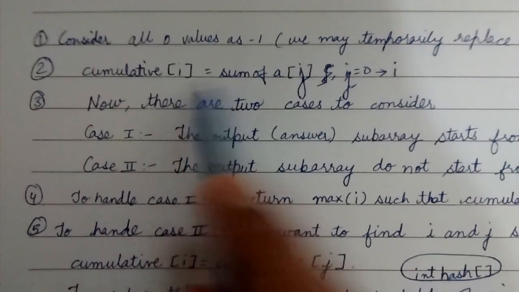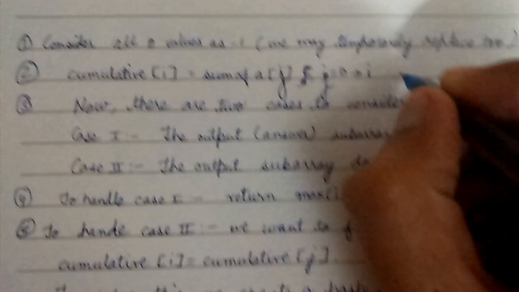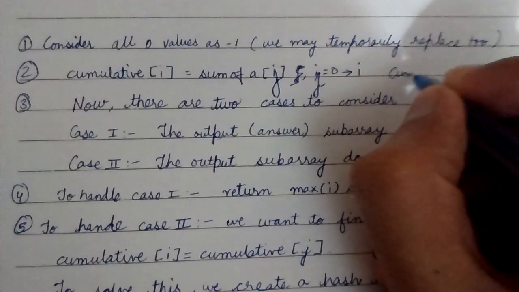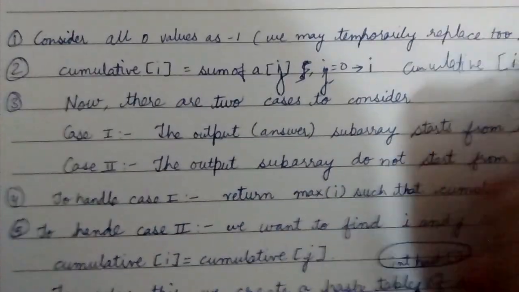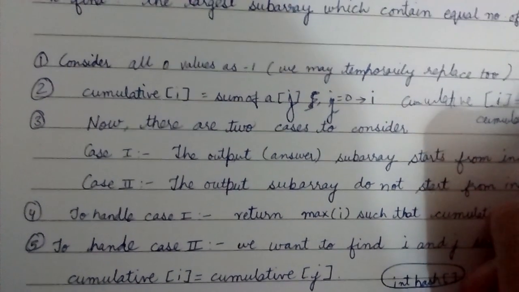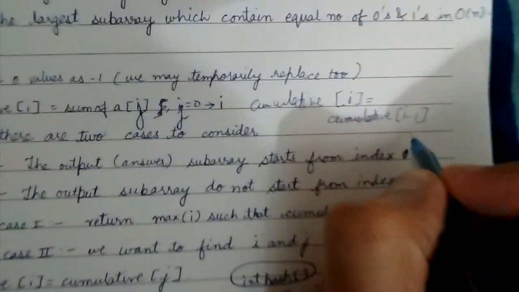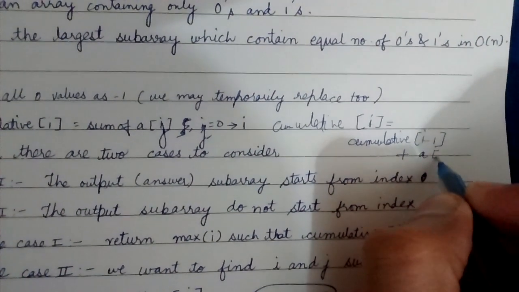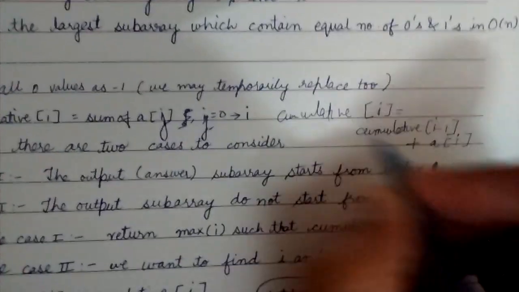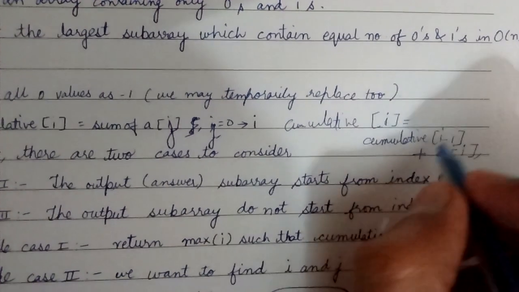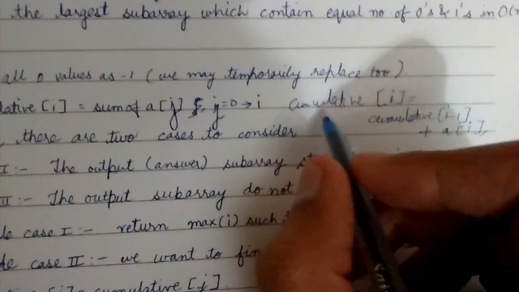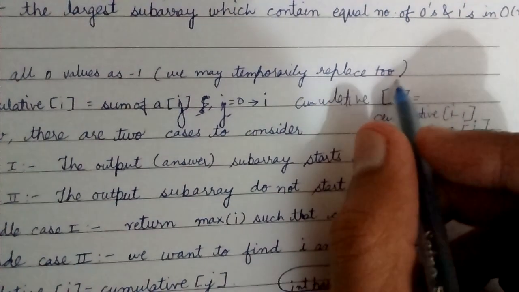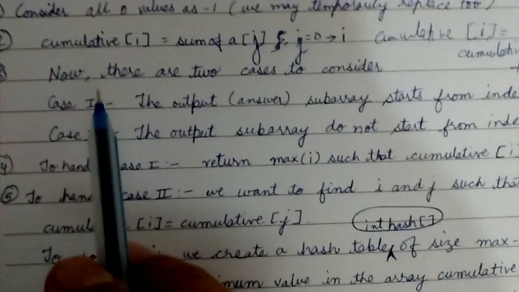Why? Because we can write it like this: cumulative[i] is equal to cumulative[i-1], which we have already calculated, plus a[i]. Using this formula, cumulative[i-1] is already calculated and this is the ith element, so we just sum them and we get the result. So cumulative[i] is calculated in O(n) time, and for all i from 0 to n, this takes O(n) time in all. Now there are two cases to consider.